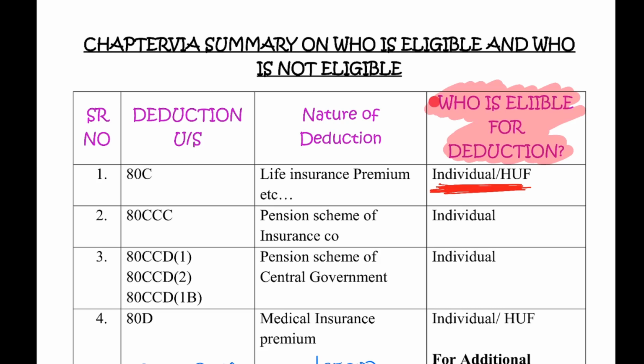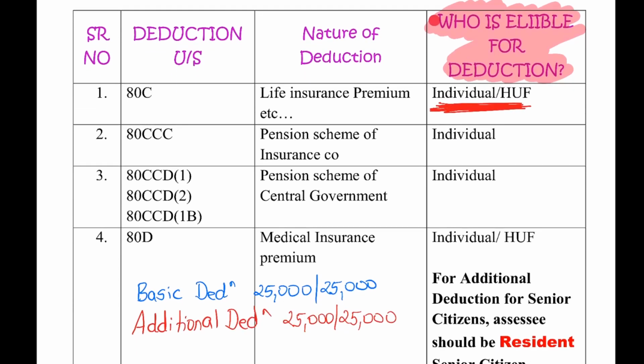So friends, even in the module there is a question based on this. So be very careful while solving the sums on 80C that even if a non-resident makes certain investments like life insurance premium, then he or she is eligible for deduction under 80C. The same goes with 80CCC, 80CCD.